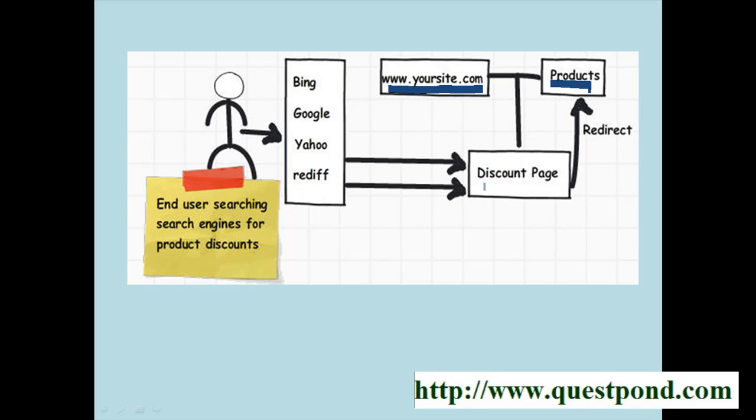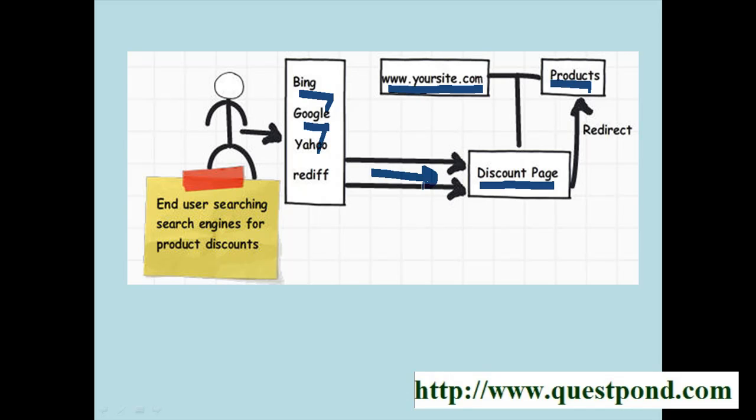its products. So they introduce one more page on their website called the discount page. They hire an SEO who helps them register this page on various search engines like Bing, Google, Yahoo, Rediff, etc. In some days' time, the page gets registered on various search engines and the discount page starts getting direct hits from the search engines.